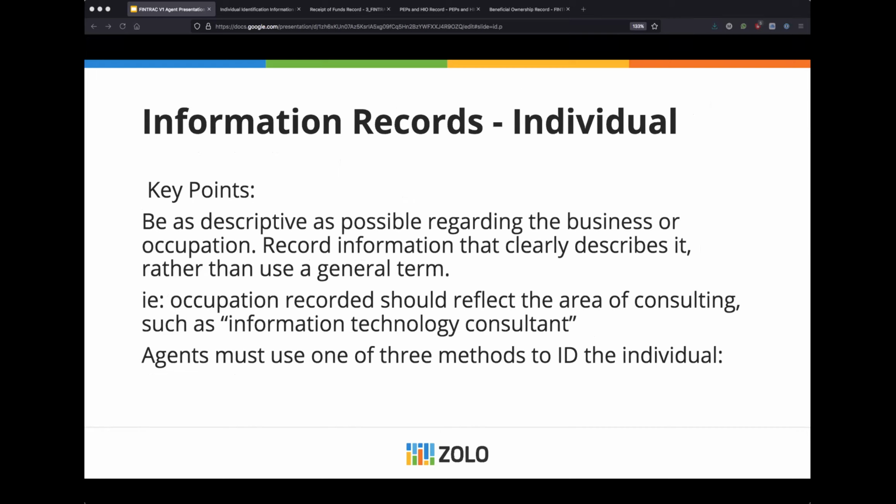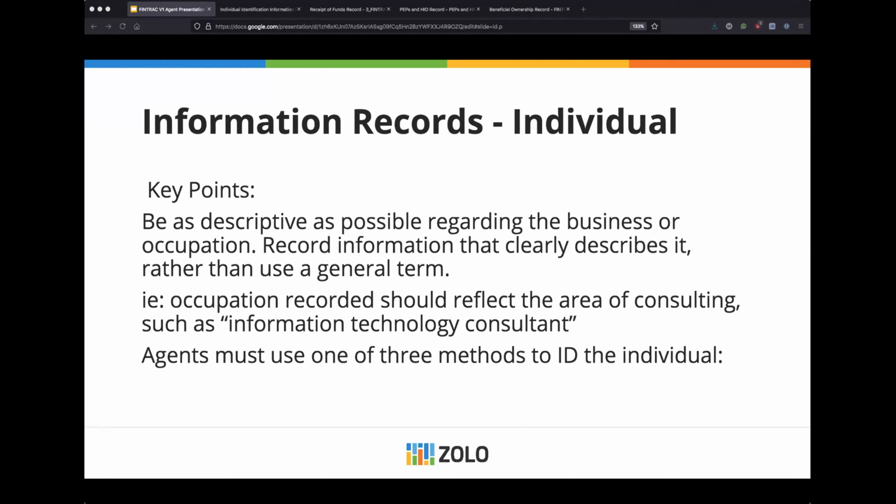So let's dive into the first form, the individual identification record. The key points to remember is to be as descriptive as possible regarding the business or occupation of the client. Record information that clearly describes it rather than using a general term. So very specifically, if the client is a consultant, you have to give me more information as to which field they are consulting in.